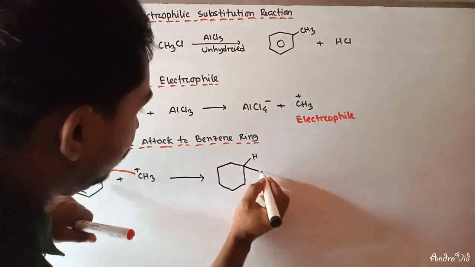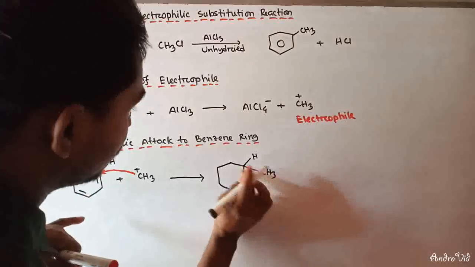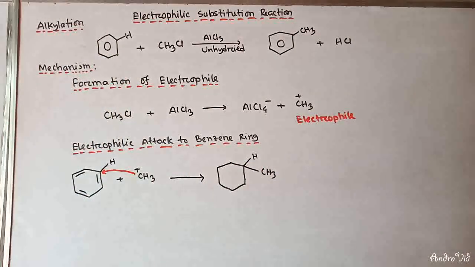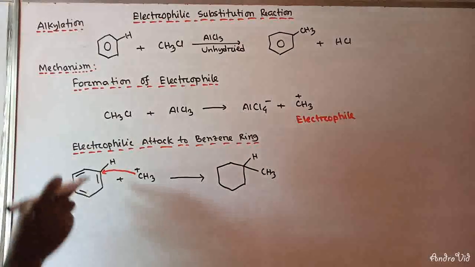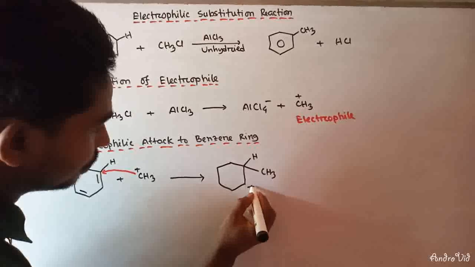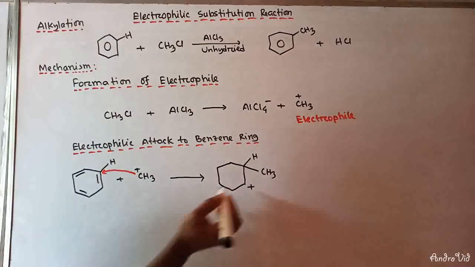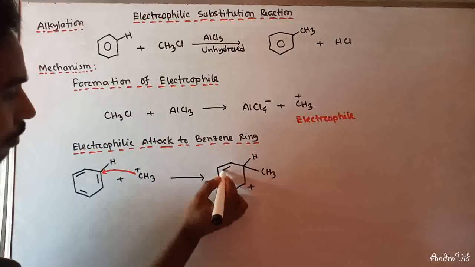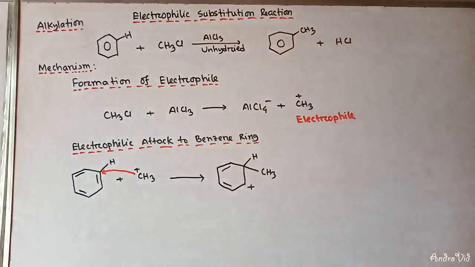This is the bond. This carbon was negative and this carbon positive, and in this way this bond is produced. So you can produce this structure.